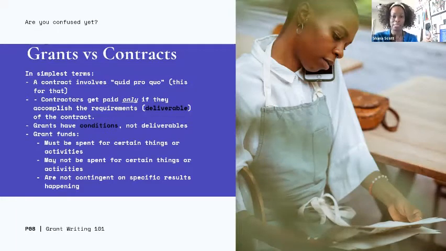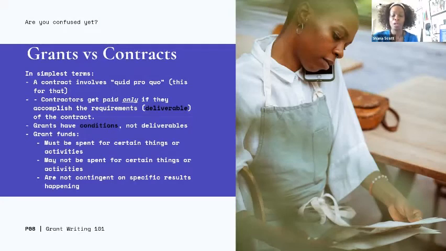Contract, grant. A contract is a legal tool. So a contract involves what in legal terms we call quid pro quo. This for that. Contractors get paid only if they accomplish the requirements, which are known as the deliverables of the contract.